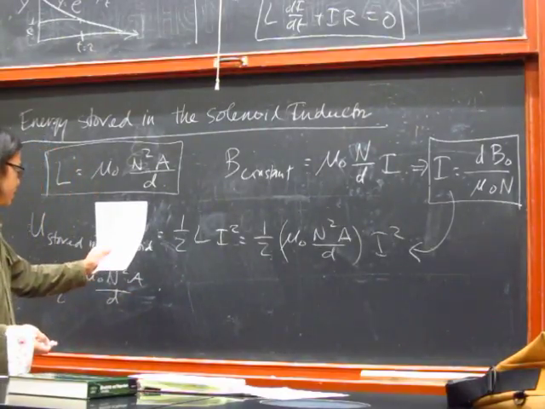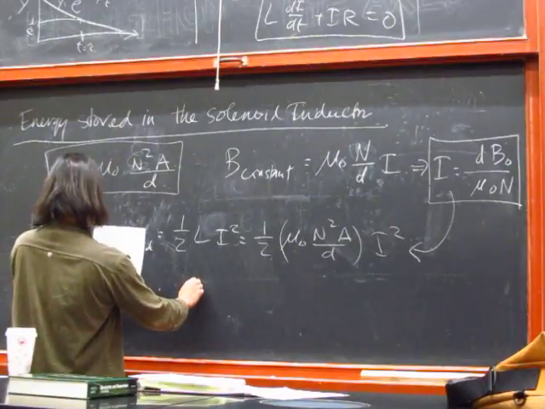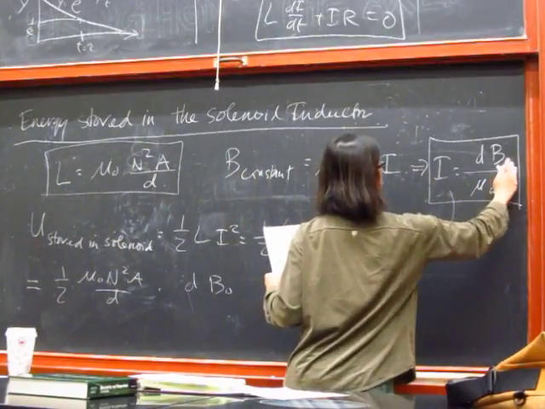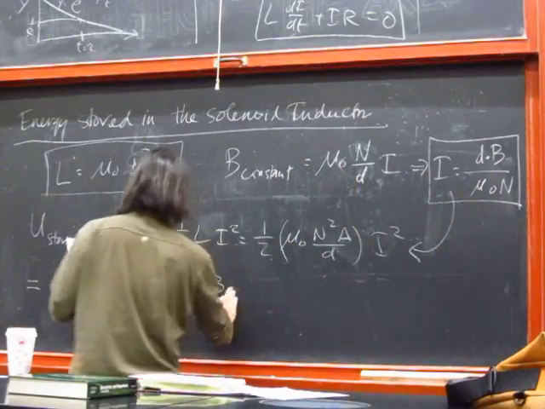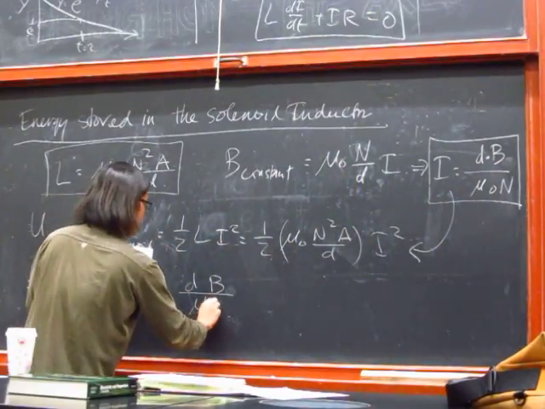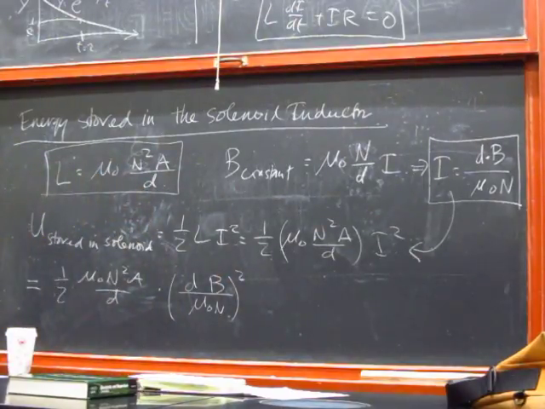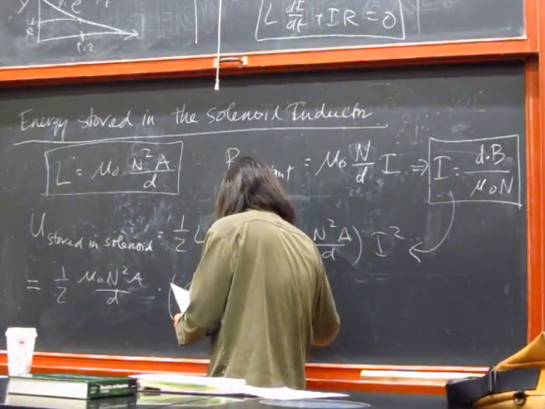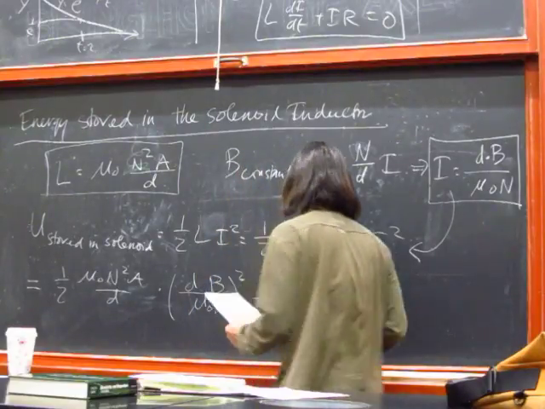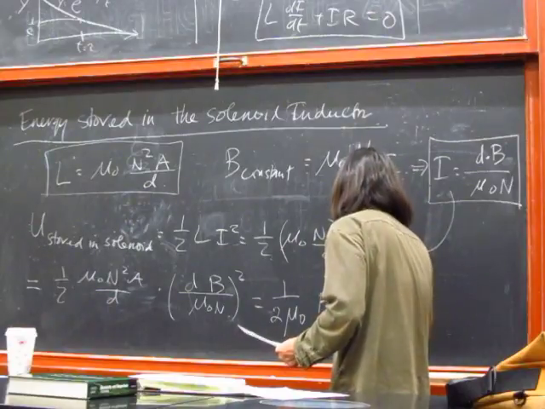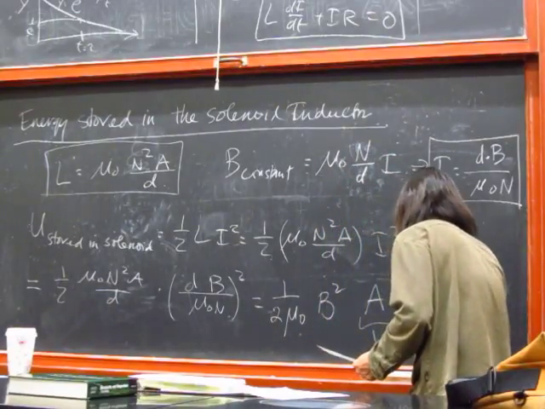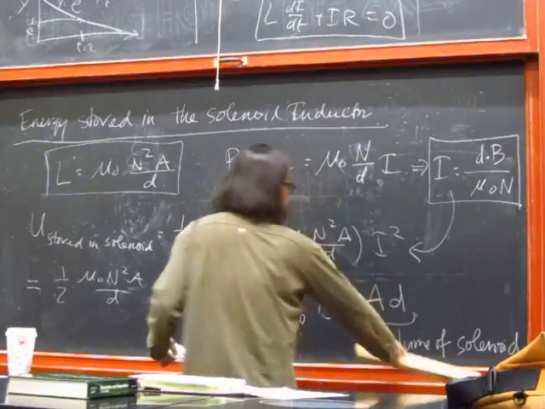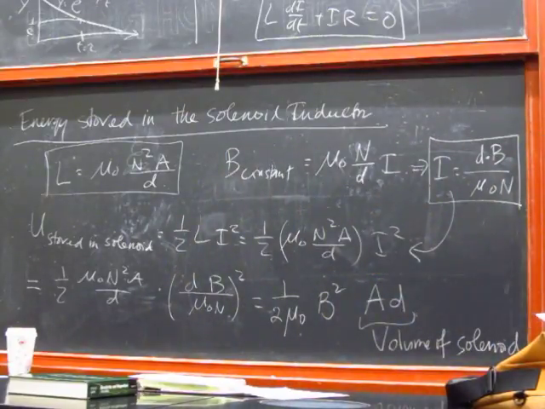B D over mu naught n. After you do the algebra correctly, this is going to be equal to 1 over 2 mu naught B squared times A times D. So this is the volume of the solenoid, and that's the energy stored in the solenoid.